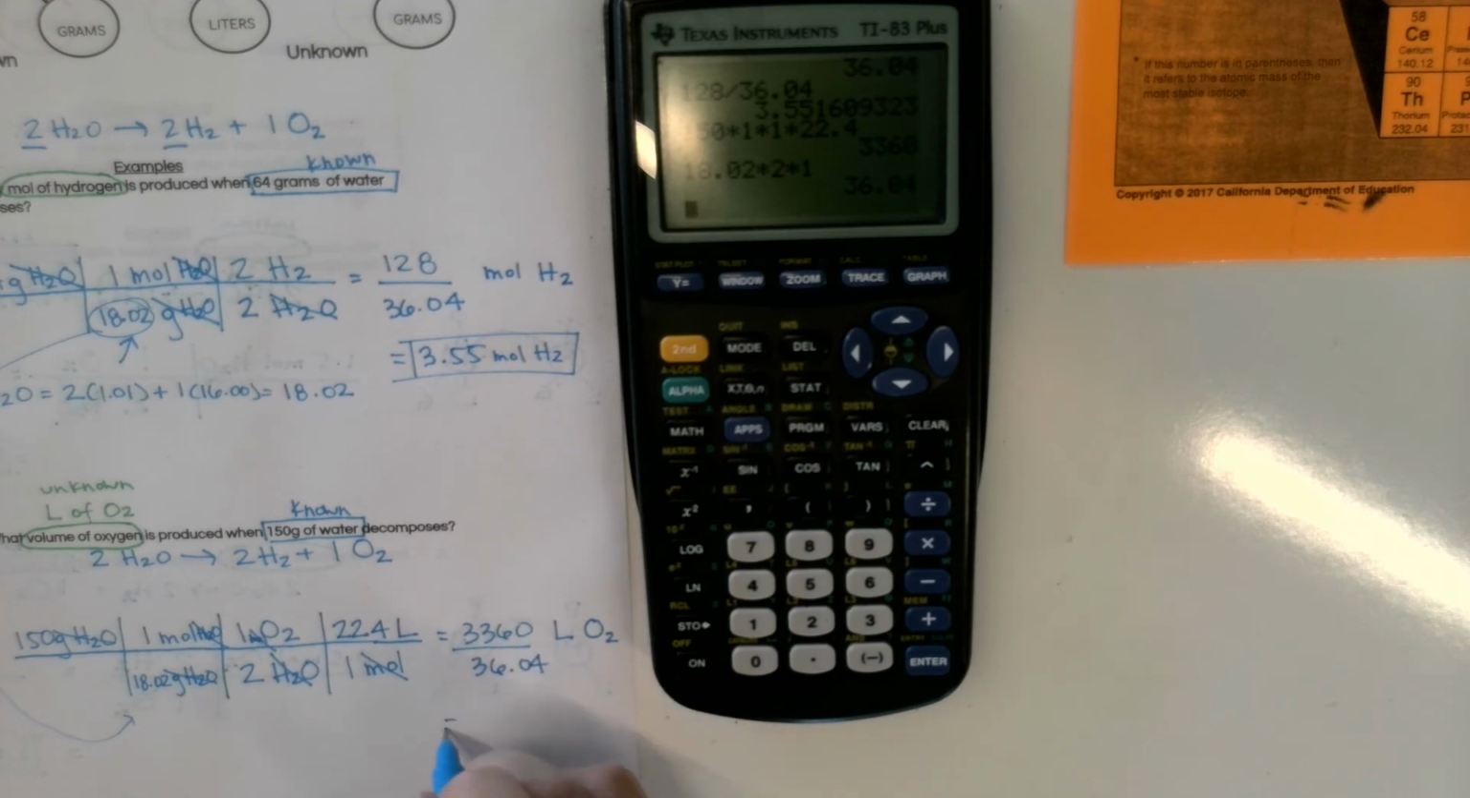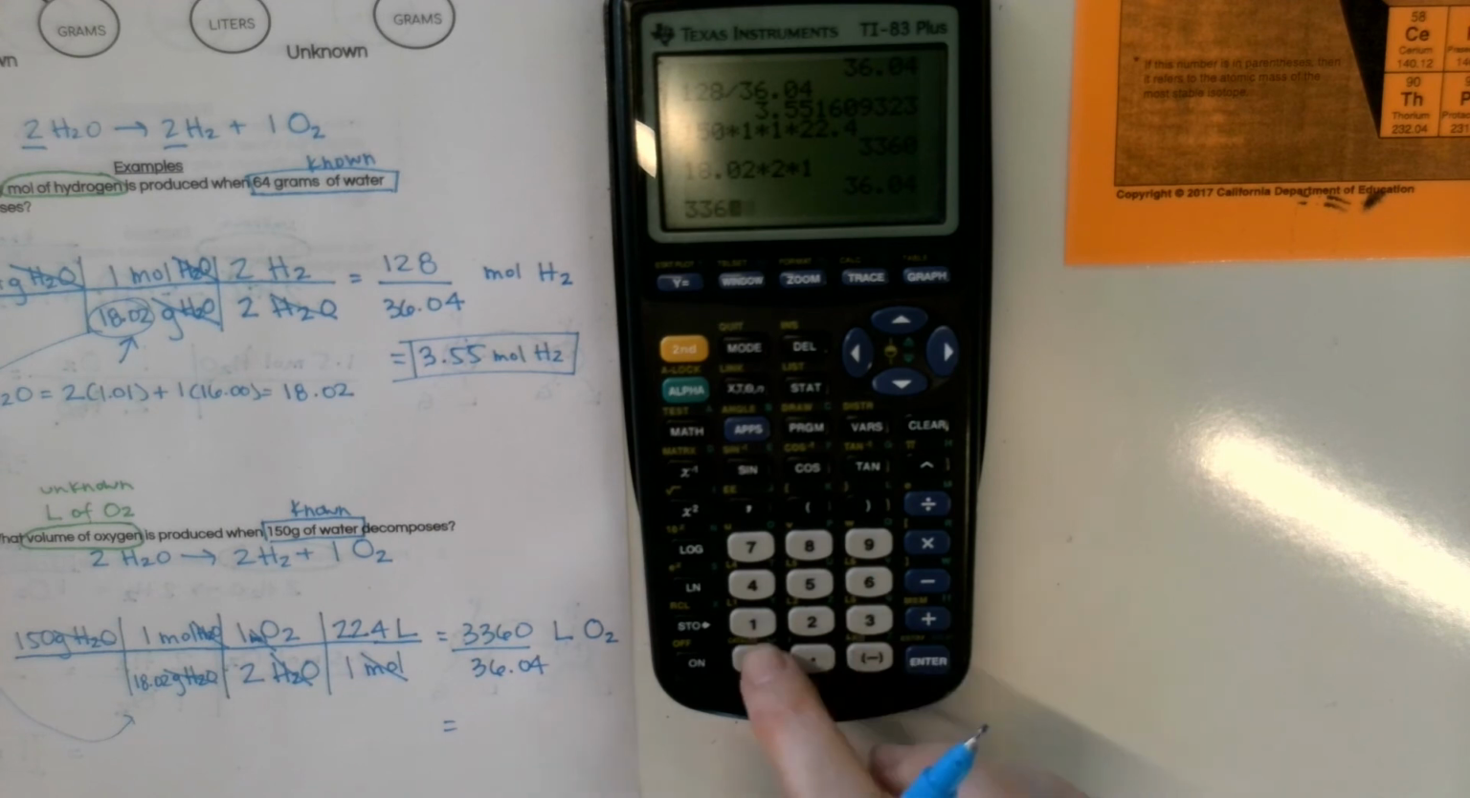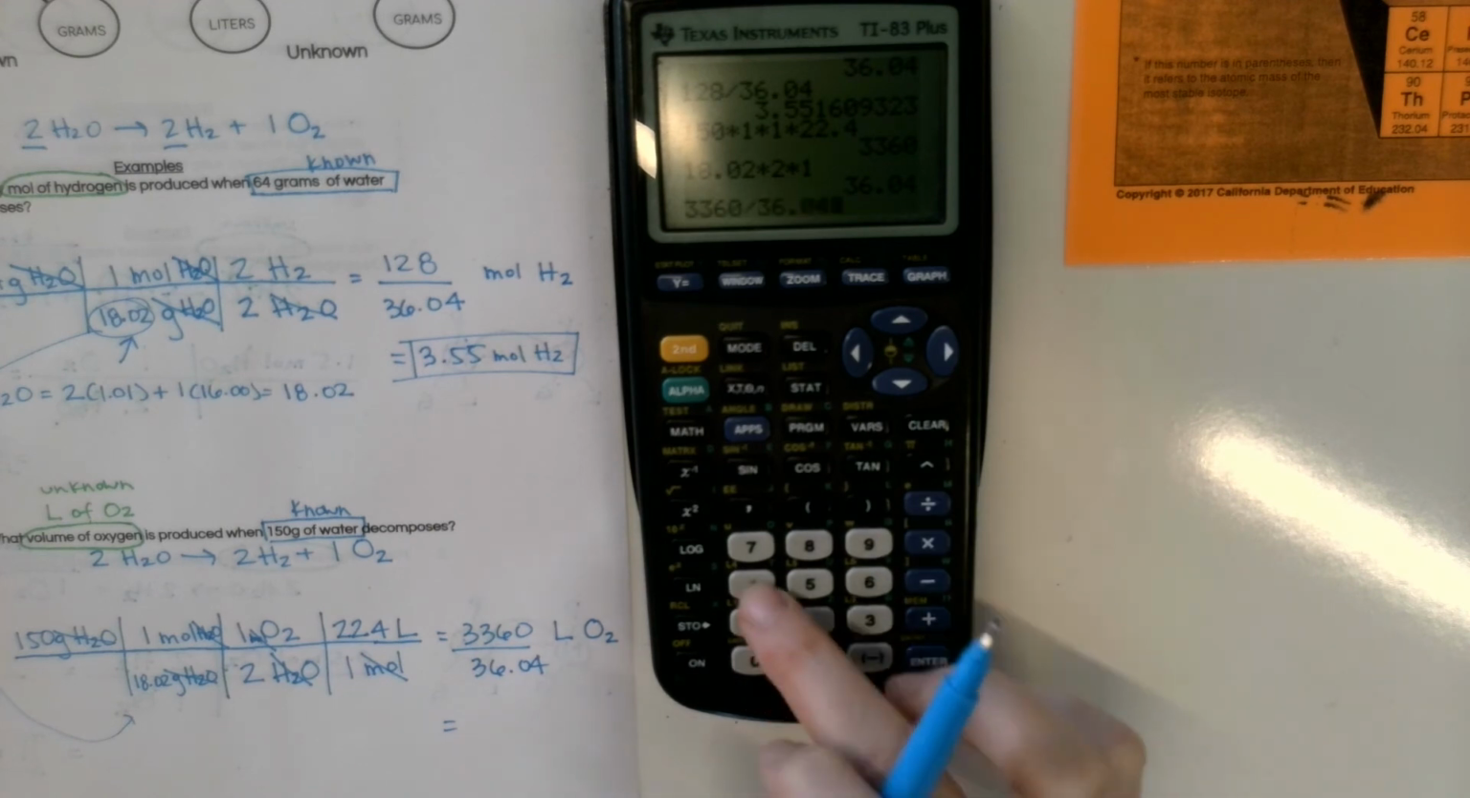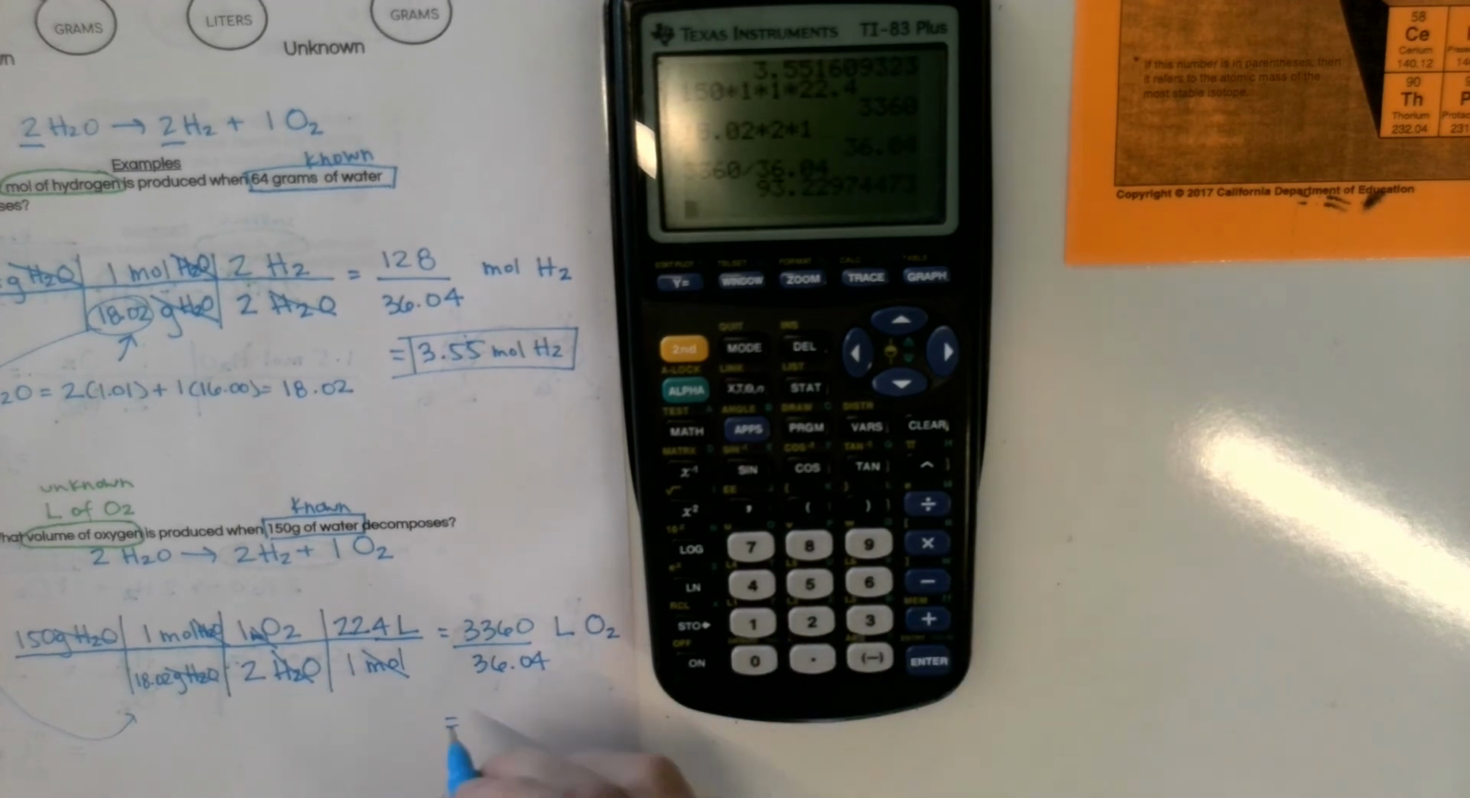36.04. We're going to divide top by bottom. And I am getting 93.23 liters of oxygen.